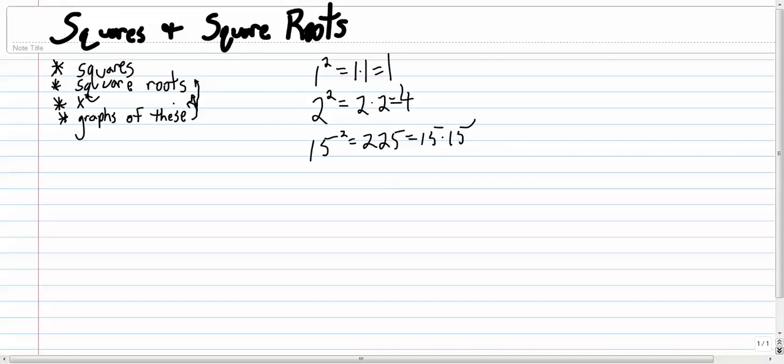How about x's? Can you do this with x? Sure you can. x squared is just x times x. And what does that equal? Well, that depends on what x is, so I've got to stop there.